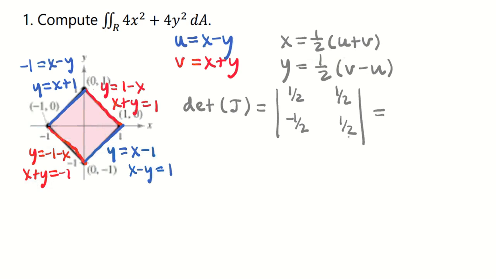Either way, I take that determinant. I'm going to multiply 1/2 by 1/2 there, and then I'm going to subtract 1/2 times negative 1/2. So that's 1/4 minus negative 1/4, and that's equal to 1/2.